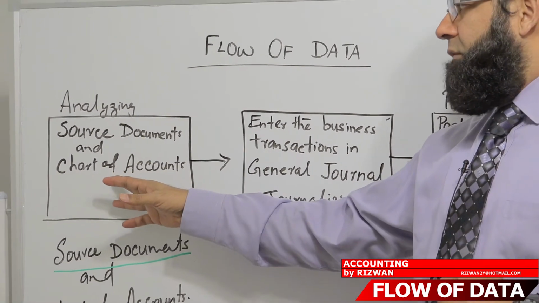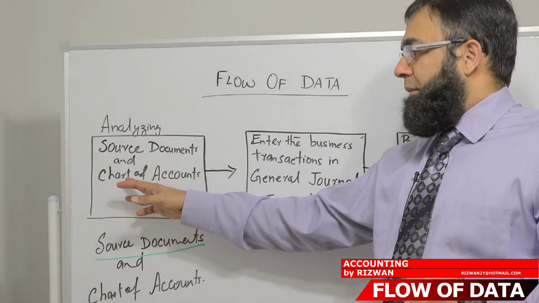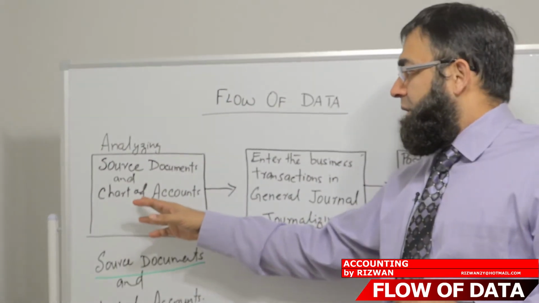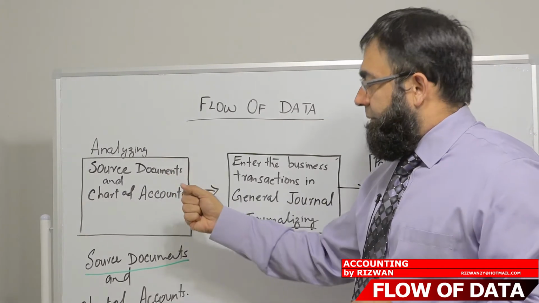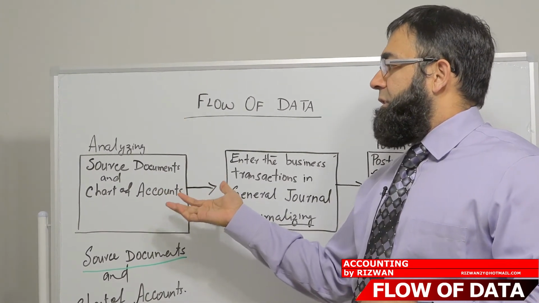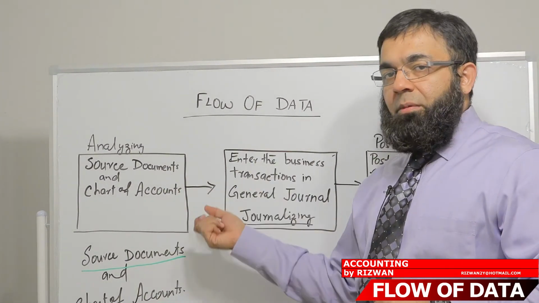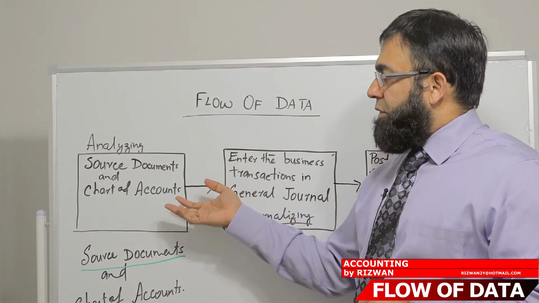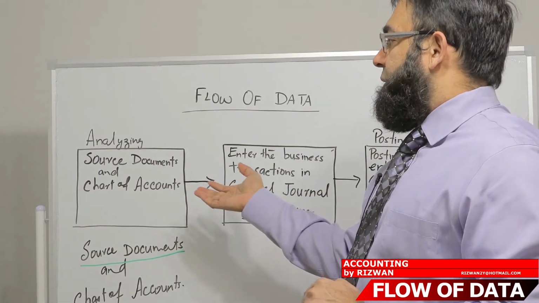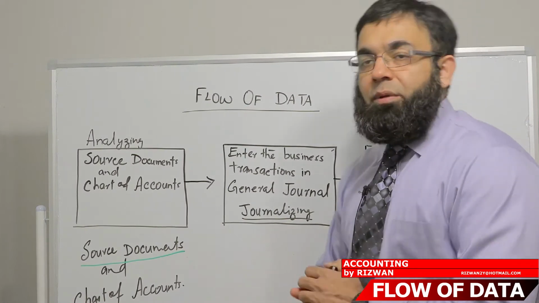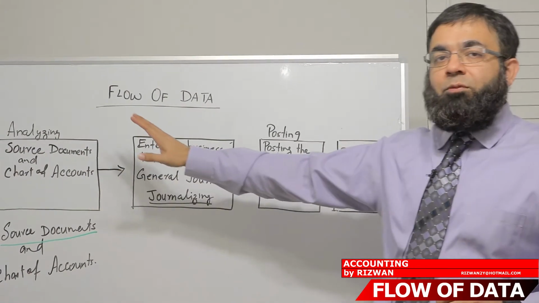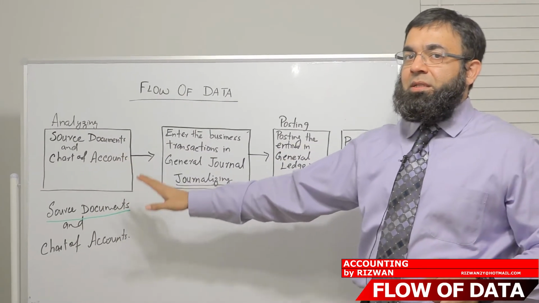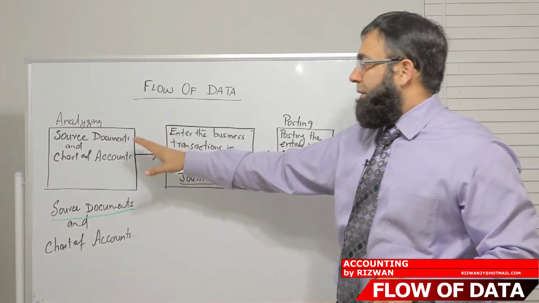I also drew the whole chart of accounts, and I mentioned that all the asset accounts start with number 1. Liabilities start with number 2. Owner's equity accounts start with number 3. Revenue starts with number 4. And all the expense accounts start with number 5. This is what we discussed in my previous video.